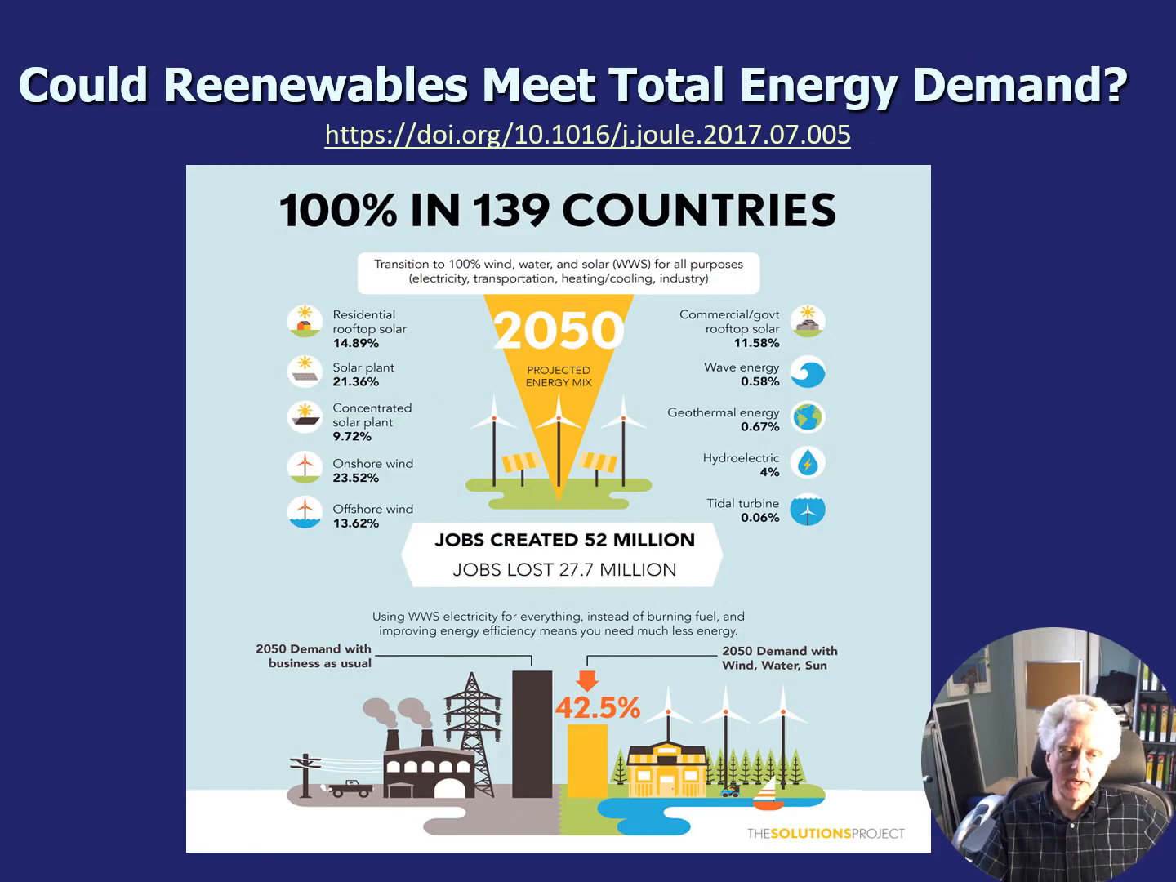So Jacobson and DeLucchi at Stanford did a really impressive project where they took their model that they had applied to North America and then extended it to see as a projection how much could you do with just wind, water, and solar power in 139 different countries. And they found that just about everywhere you could meet demand, eliminating all fossil fuels and using just renewables by 2050, and you'd actually create more jobs. You'd lose 27 million jobs in fossil energy, but create 52 million jobs in renewables. So a net gain in jobs, and you'd save money. It looks like a great win-win. And here's the web link to how to see all that. Excellent stuff.